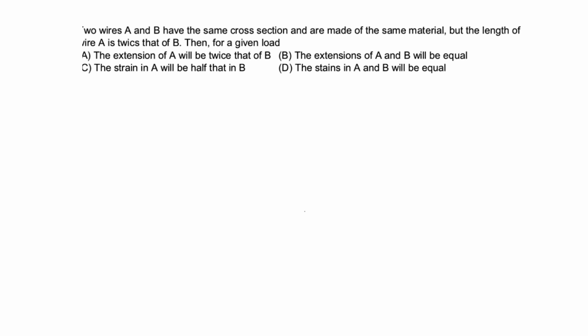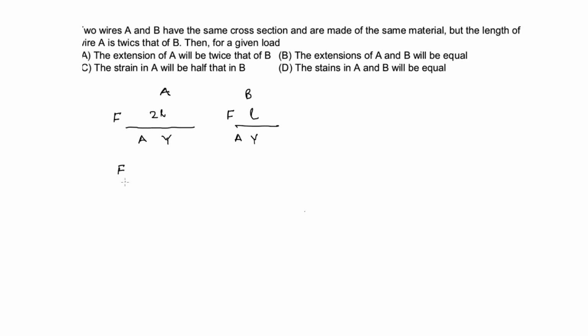Okay, let's solve this question number 10. Two wires A and B have the same cross section and are made of the same material, but the length of A is twice that of B. So the length of A is say 2L and the length of B is L. Same cross section area, made of same material, so A and Y are the same. For a given load, that means I am applying the same force to both of them.